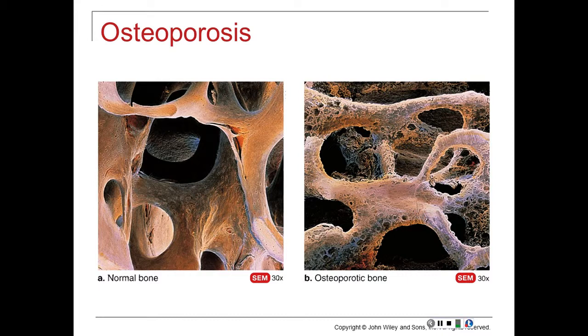Here you can see what a normal bone looks like. This, of course, is spongy bone. You can see the trabeculae here, and then the trabeculae of an osteoporotic bone, which is much more porous.